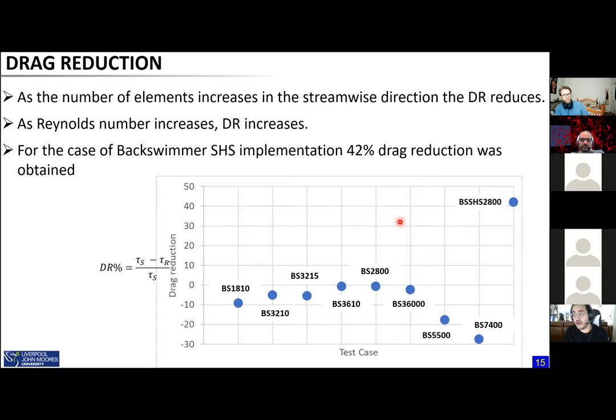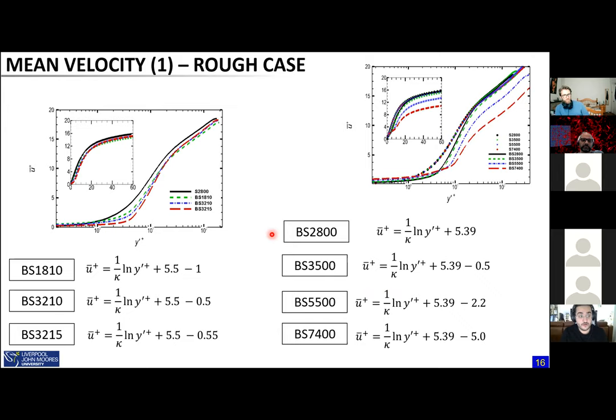The change in the spatially averaged velocity is shown here for test cases for the rough implementation. In the streamwise direction, the log-law intercept displacement decreased as the number of roughness elements increased in the streamwise direction, but the change wasn't significant as the number of roughness elements increased in the spanwise direction. At different Reynolds numbers, as Reynolds number increases, the delta U plus value increases, especially at higher Reynolds numbers, as you can see here, 5,500 and 7,400.